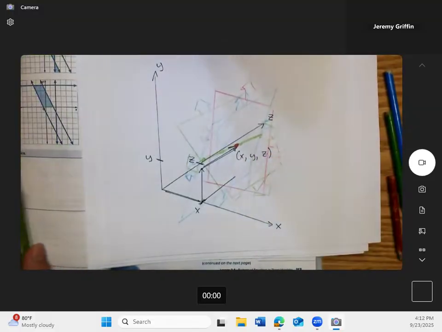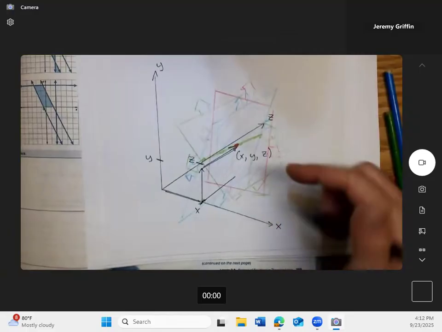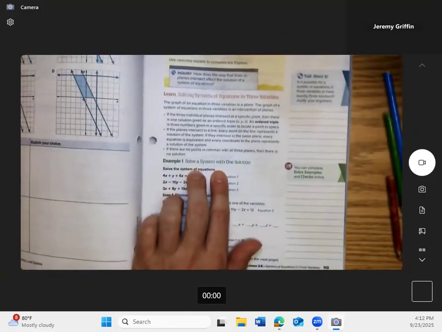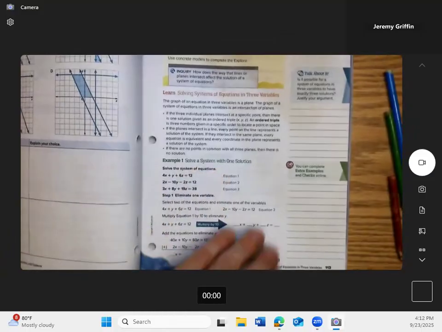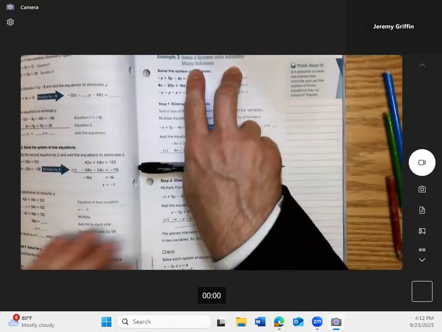Ooh, so it's an ordered triple. It's not an ordered pair. It's an ordered triple because there are three variables, a three-variable solution to get to that point. That's sort of what it looks like in 3D. Now, that would be a system with one solution, which these usually work out to have. But what about infinitely many solutions?